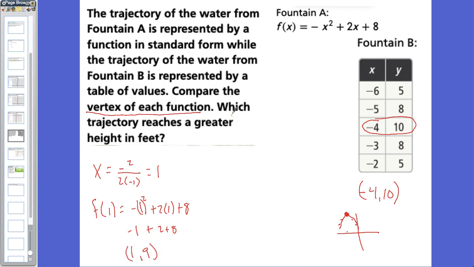So the question is, which trajectory reaches a greater height in feet? Well, if this one reaches a maximum of 10, and this one reaches a maximum of 9, then fountain B has to be a higher trajectory. It's got to be a higher fountain. So it gets to a higher height. Okay.